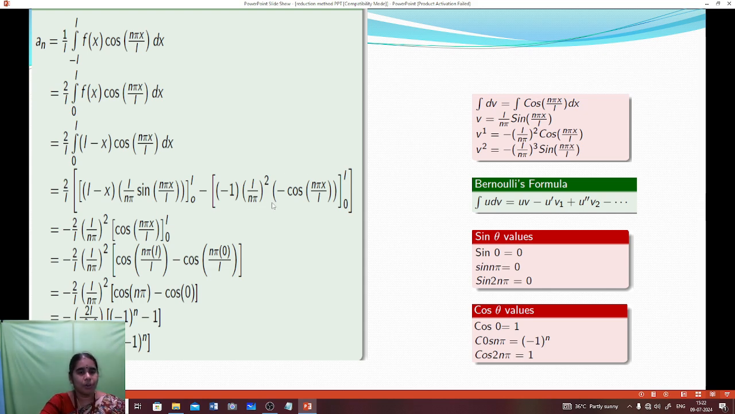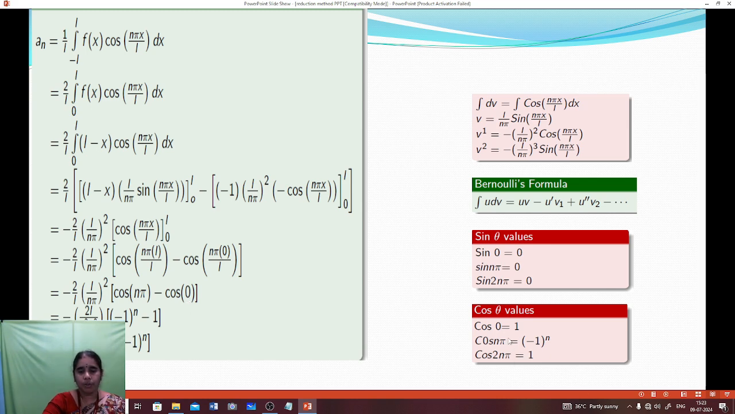In order to solve this, first we have to find the sign. Minus into minus is plus, plus into minus is minus. So put a minus: 2 by L, in the remaining L square by n pi, then cos n pi x by L from 0 to L. On solving this, upper limit minus lower limit, the L gets cancelled, and we have cos n pi minus cos 0.